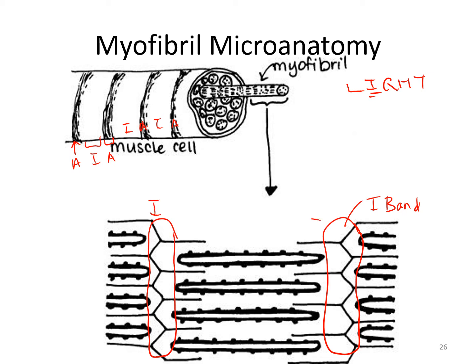And then let's also include this area here. This area is a different kind of band. It's called an A band. And A-bands are dark bands. They're dark because of the appearance of those thick or myosin filaments. I-bands are light because they do not have the thick or myosin filaments. So keep in mind that dark bands are A-bands.